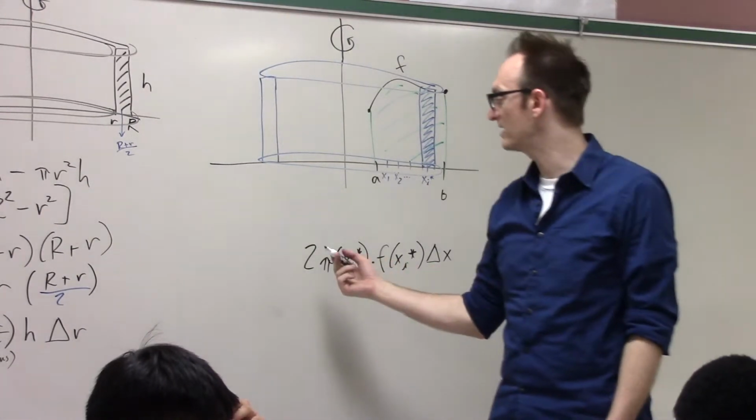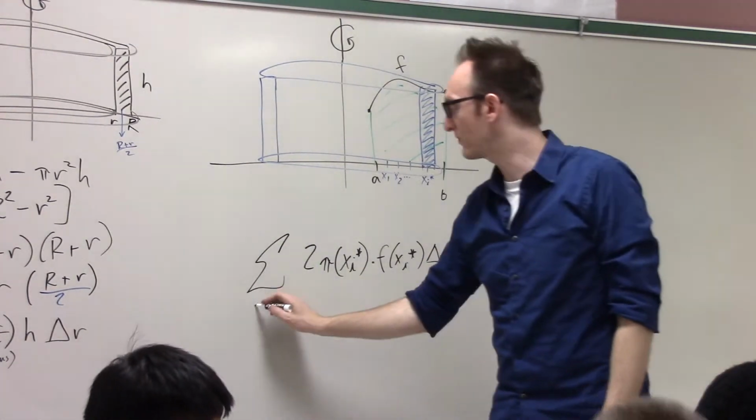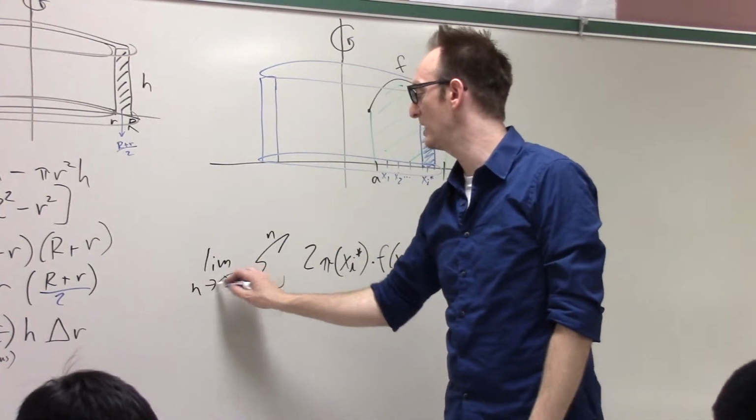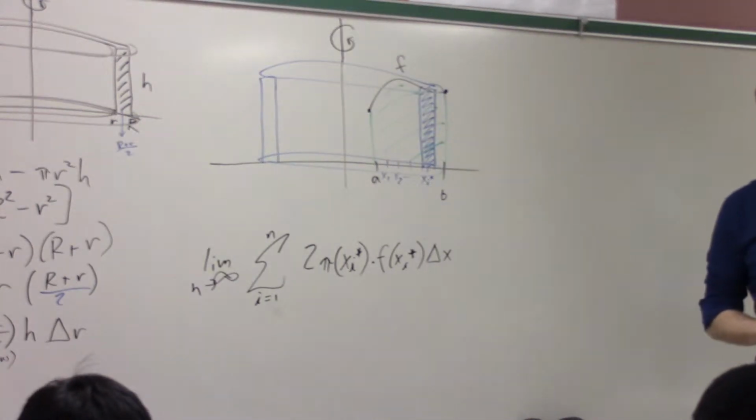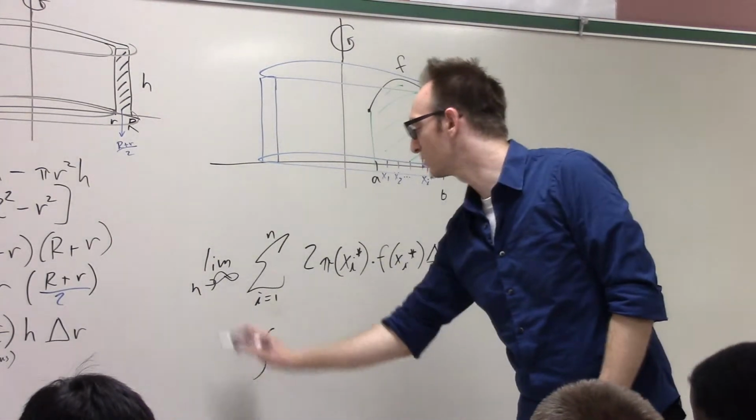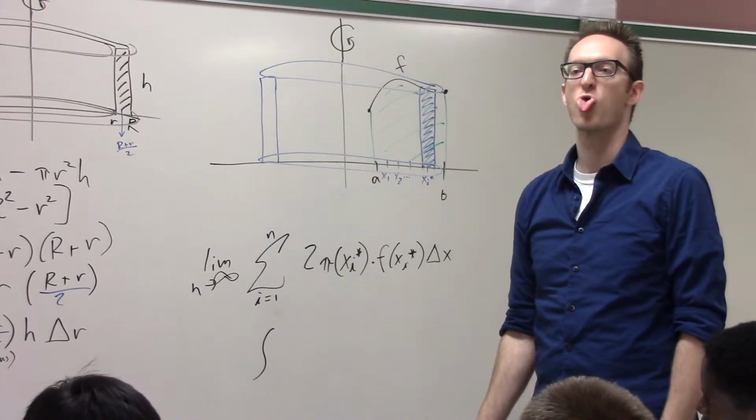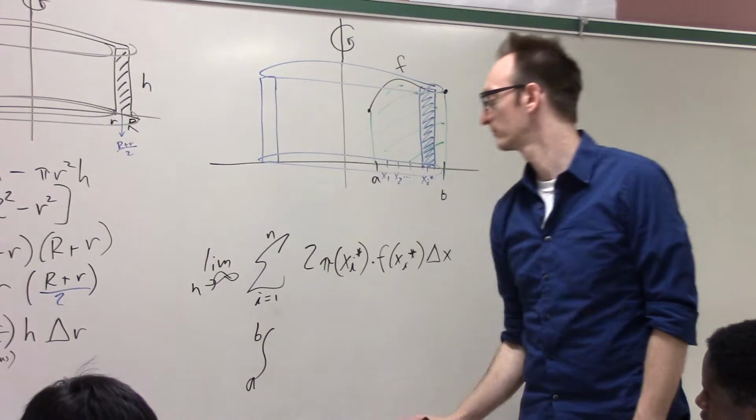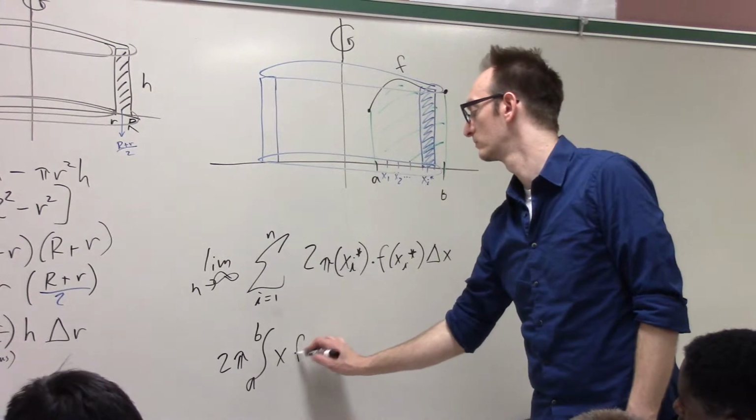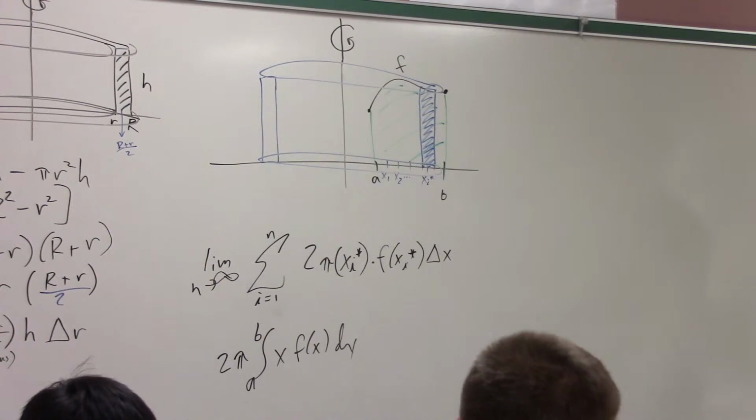And what am I going to do with all these? I will add them up. Because that is the volume of one shell, so I take the sum from i equals 1 to n, and then take the limit as n goes to infinity. Does this all make sense? Sprinkle some magic calculus pixie dust, what happens? Integral from a to b. Yep: 2 pi integral from a to b of x f of x dx.